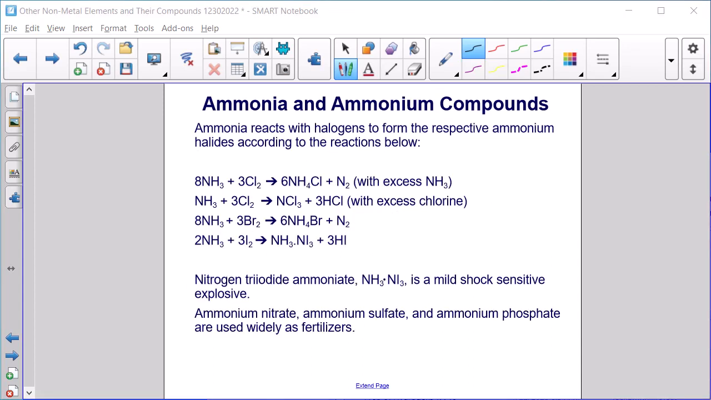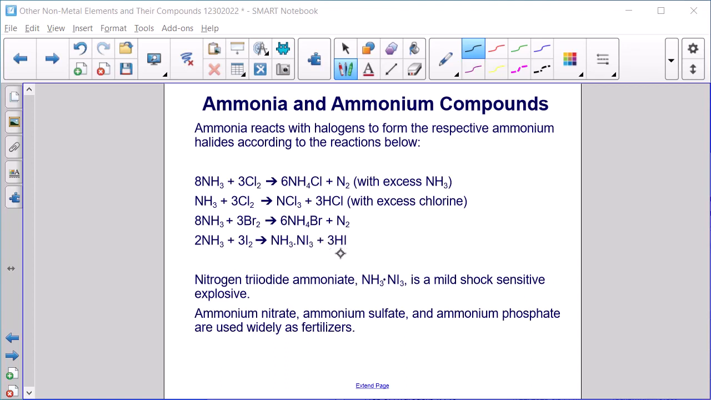Ammonia reacts with halogens to form the respective ammonium halides according to the reactions below. So you can see if I react with chlorine and excess ammonia, I get ammonium chloride and nitrogen gas. If instead I have an excess of chlorine, I get NCl3 and HCl. With bromine, I get ammonium bromide and nitrogen gas. And with iodine, I get NI3, nitrogen triiodide ammoniate, which is a mild shock-sensitive explosive, along with HI.